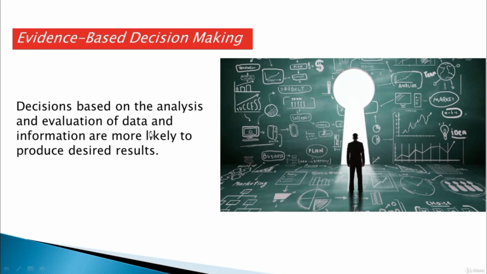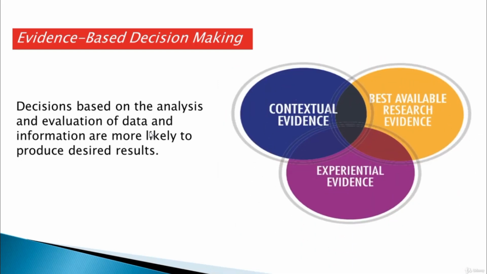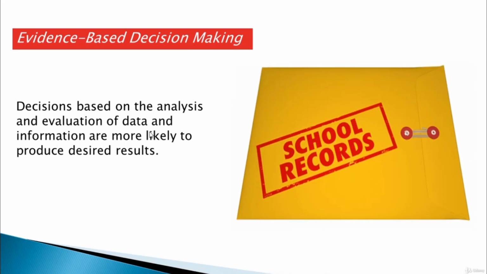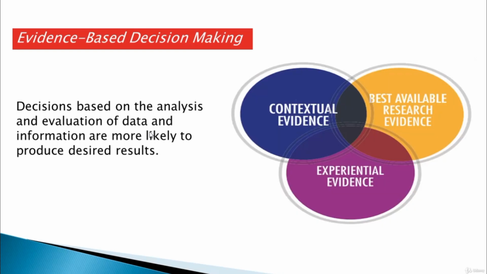Now, when we say evidence or data or information, evidence can be in three forms. We've got contextual evidence, which is basically a collection of measurable factors in the organization, like school records or maybe hospital data. We've also got experiential evidence, which is of course data gathered from experience and expertise. And we've got best available research evidence, which is information or data that enables researchers or practitioners to determine whether or not the activity or inactivity is achieving the desired outcome or results.